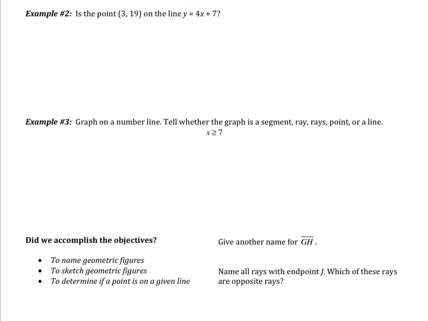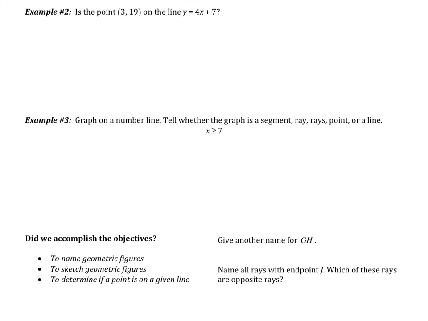We're going to move on to examples 2 and 3. These we're going to do together, and then you're going to have one on your own. So it says in example number 2, is the point (3, 19) on the line y equals 4x plus 7? You should have seen this in Algebra 1, but we just want to substitute that point in. So I have the line y equals 4x plus 7. Hopefully we remember in an ordered pair, the first number is x, the second number is y. So 19 is going to go in for y, 3 is going to go in for x.